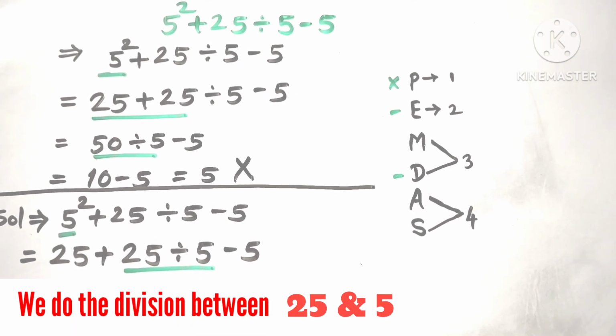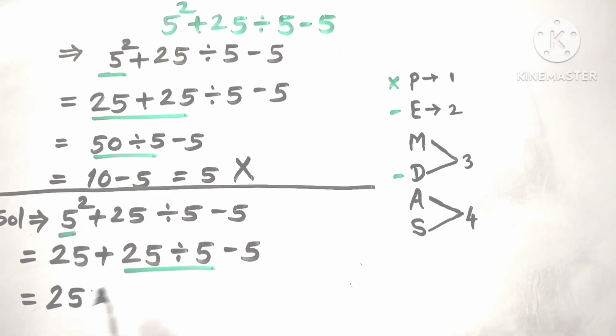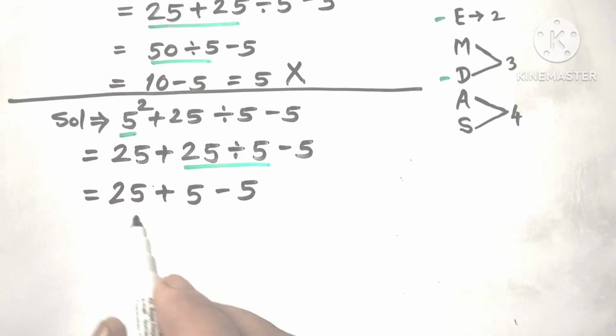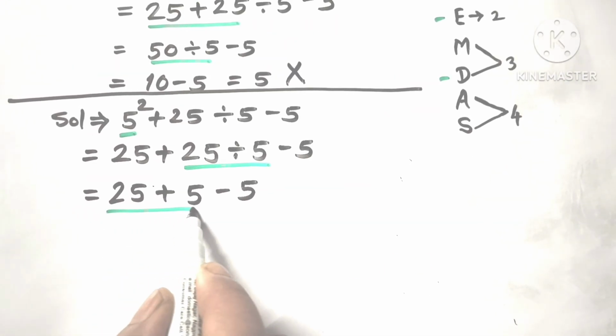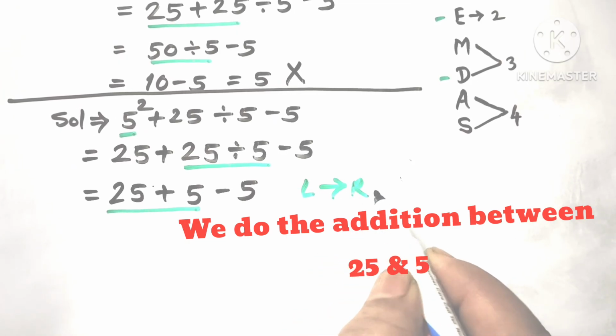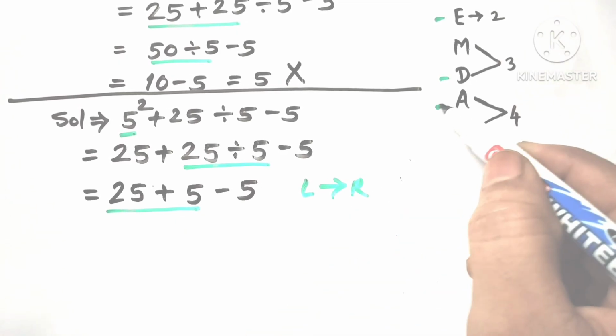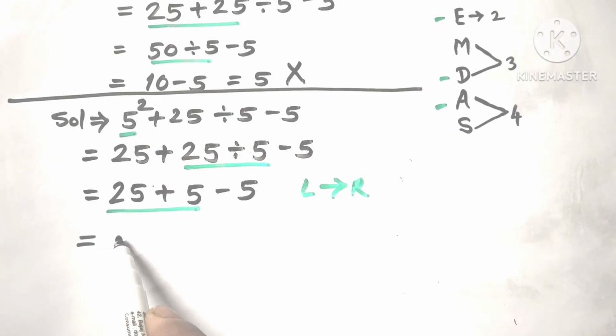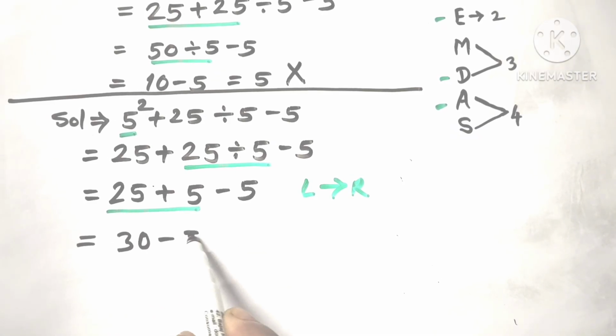Is equal to 25 plus 5 minus 5. We do the addition between 25 and 5. We must start from the left and move toward the right. Perform these operations in order.